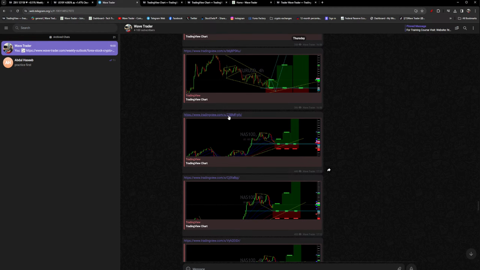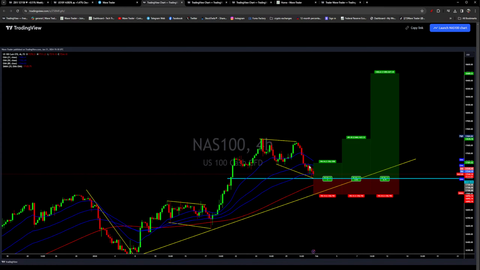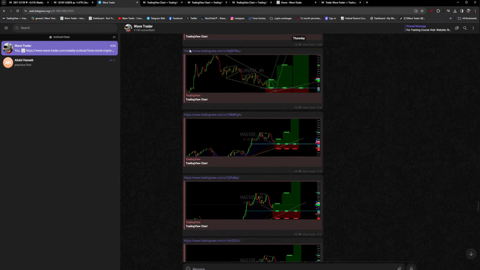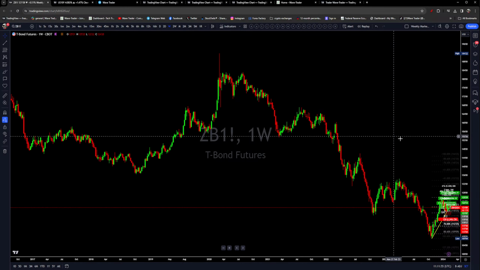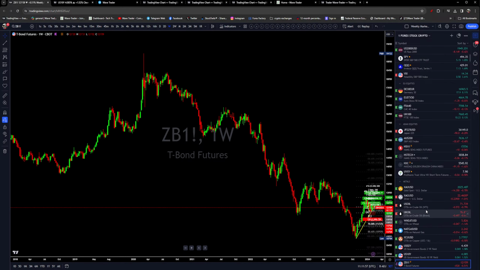So Nasdaq did well. Okay, so Nasdaq, as I showed in the previous weekly market outlook, was a buy opportunity for the dip. So Nasdaq 100 Index did really well.